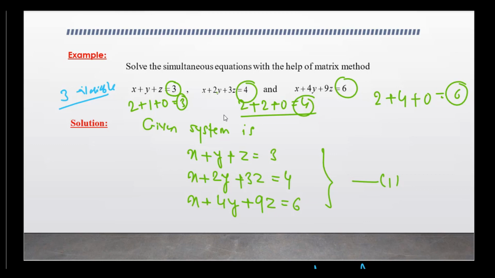In the next lecture, we will discuss the problems which have an infinite number of solutions, or the system which is inconsistent, that is, has no solution.